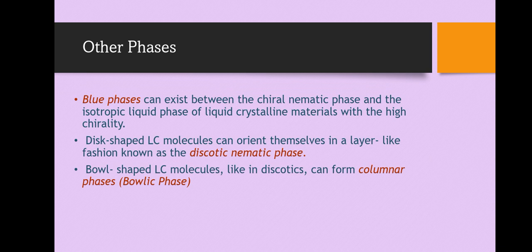Other phases are the blue phase, discotic nematic phase, and columnar phase. The blue phase exists between a chiral nematic phase and the isotropic liquid phase, and it has high chirality. The discotic nematic phase means disc-shaped LCs, and columnar phases mean bowl-shaped liquid crystal molecules. We have seen many thermotropic liquid phases: nematic, smectic, chiral phase, blue phase, discotic nematic phase, columnar phase. These are some phases of liquid crystalline phase.